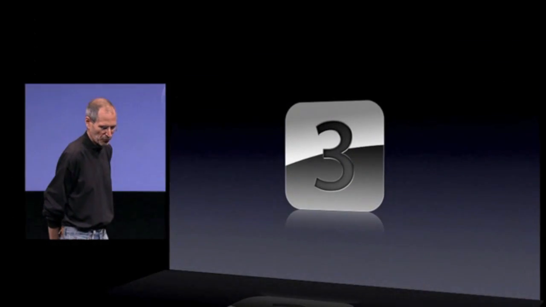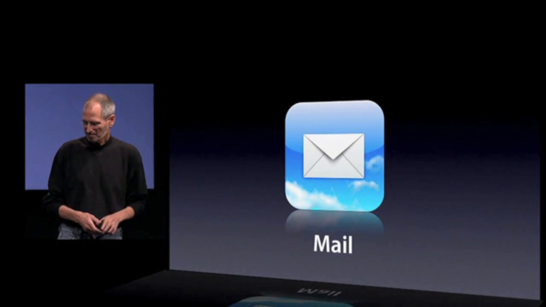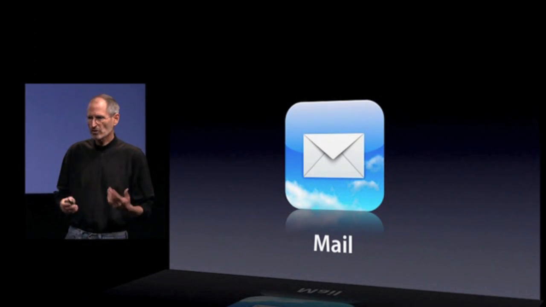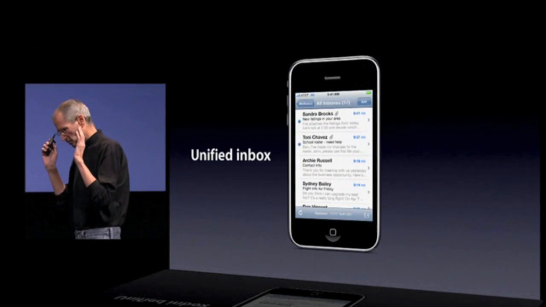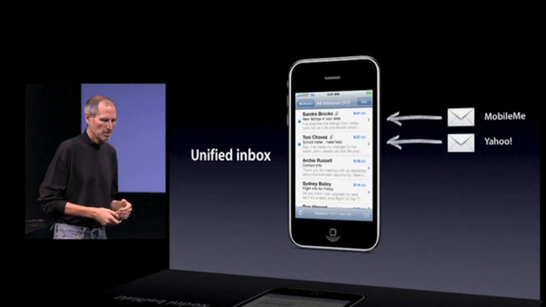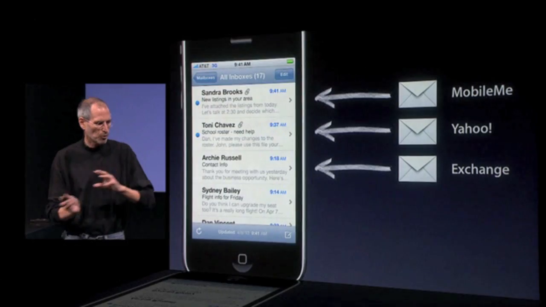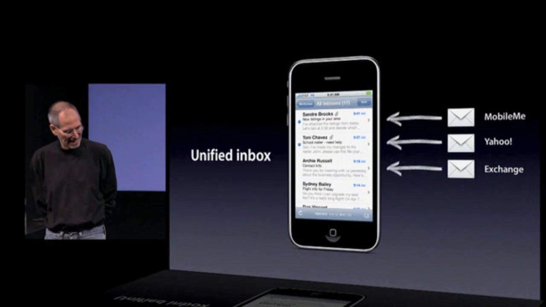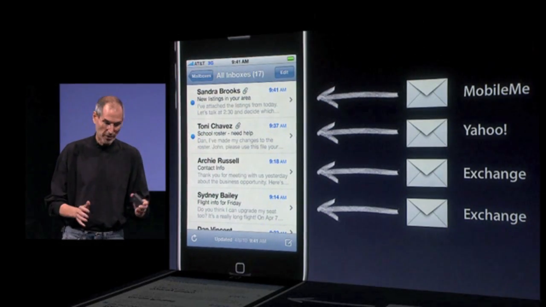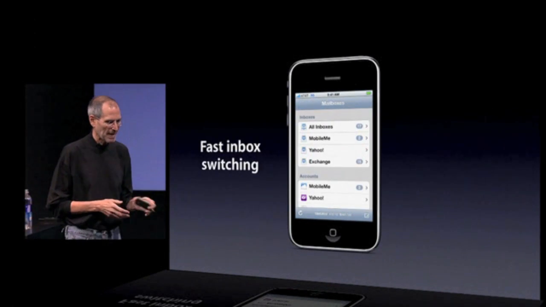Now let's go to tentpole number 3. Tentpole number 3 is an enhanced Mail. We've added a lot of great features to Mail, a lot of suggestions and requests from our users. The first, unified inbox, so that you can have multiple email accounts, let's say a MobileMe one, a Yahoo one, an Exchange one, and all the incoming mail will be put into one inbox. And we've made it so you can have more than one Exchange account as well, which has been another big request.